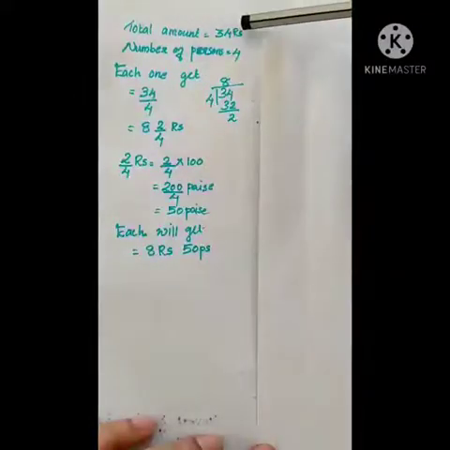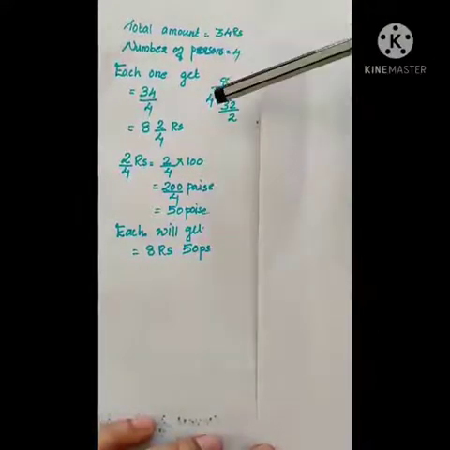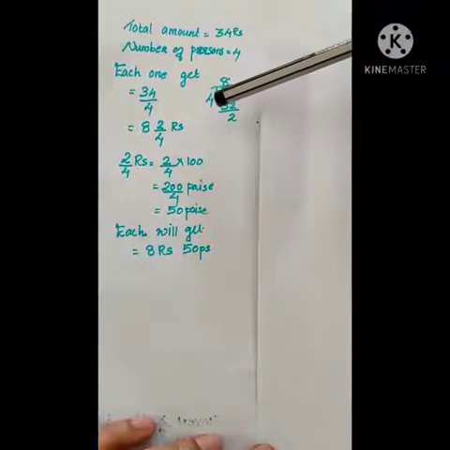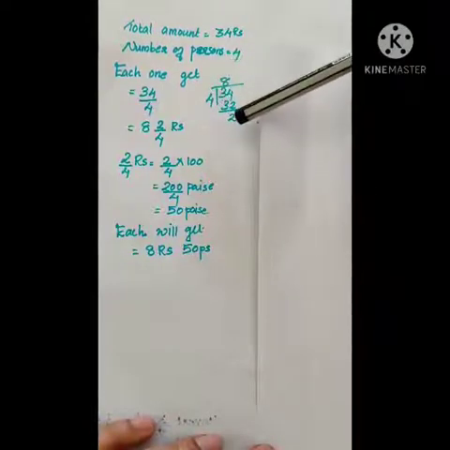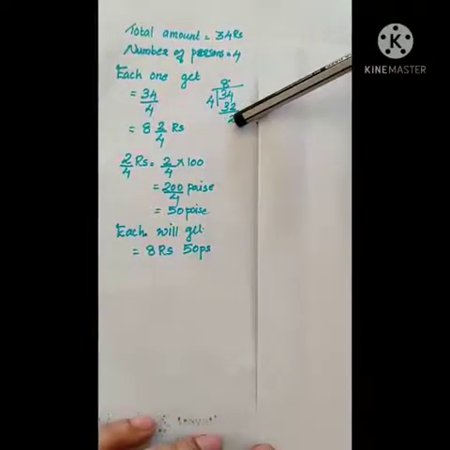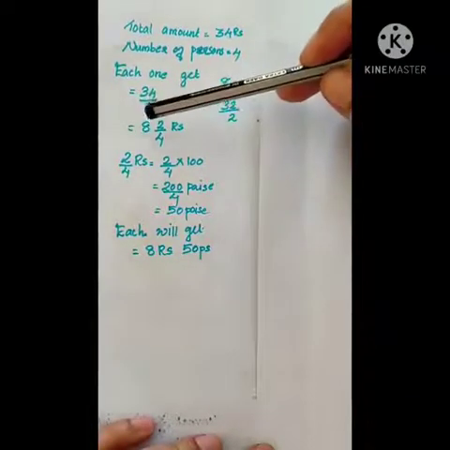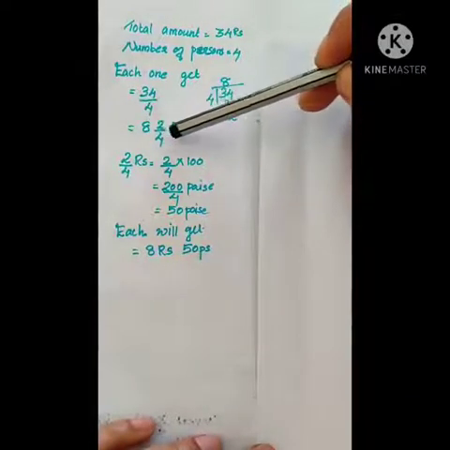Total amount is 34 rupees. It is to be divided among 4 persons. First we divide 34 by 4. It gives 8 and remainder 2. Again, this 2 rupees is divided equally among 4 persons. Each one will get 2 by 4. Altogether, each one gets 8 and 2 by 4 rupees.